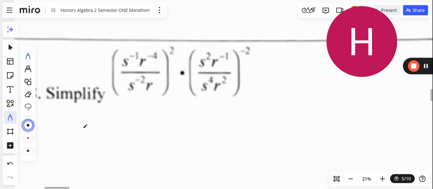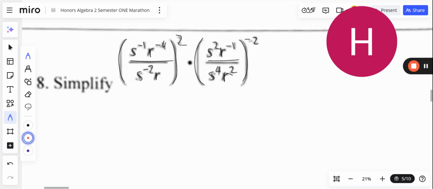Sorry again about the picture quality on some of these pictures. I didn't notice how bad it was. We have s to the minus 1, r to the minus 4, over s to the minus 2, r. This is all squared. Then we have times s squared, r to the minus 1, over s to the 4th, r squared. And this is all to the minus 2. Okay, so lots of s's, lots of r's. Let's deal with this one at a time.